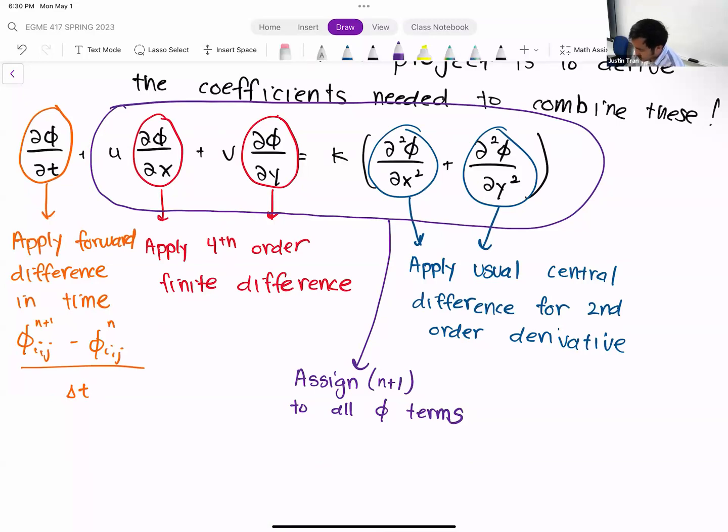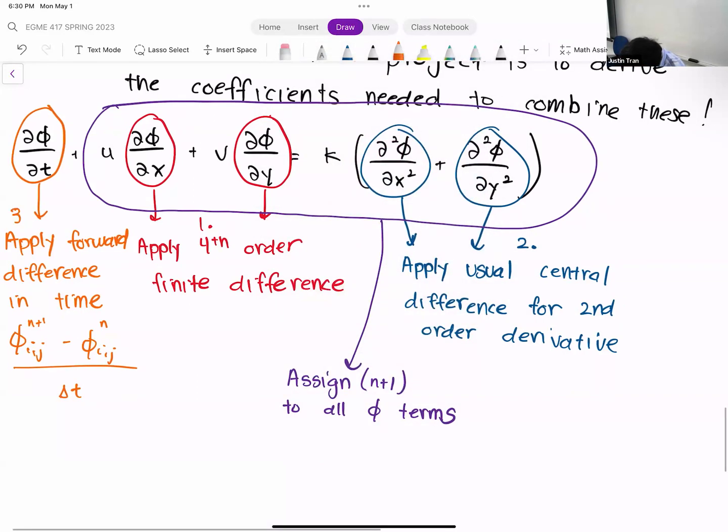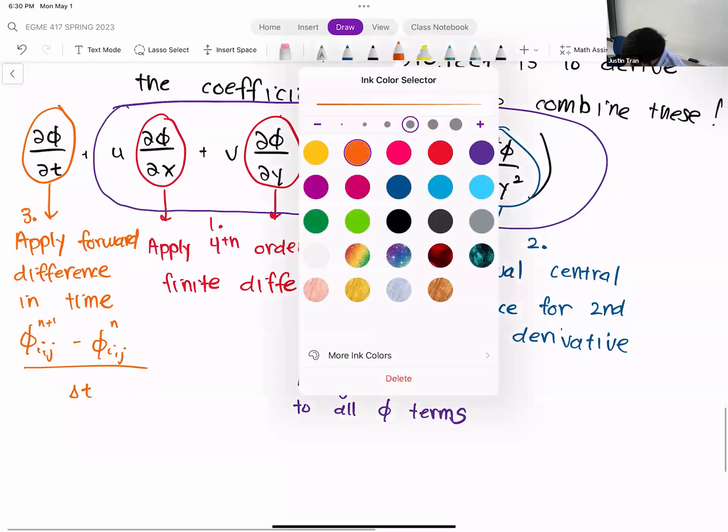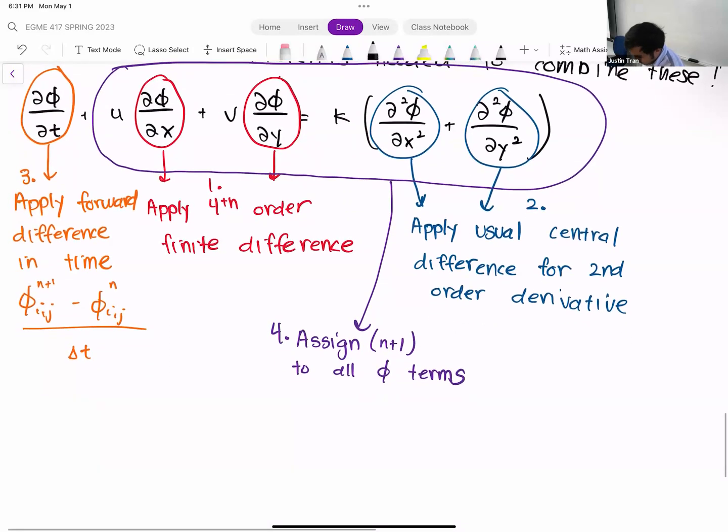I should number these steps. So red, this is step 1. Here is step 2. Orange here is step 3. Purple here is step 4. Step 5 is probably going to be the hardest part. So step 5 is going to be to rearrange these terms.